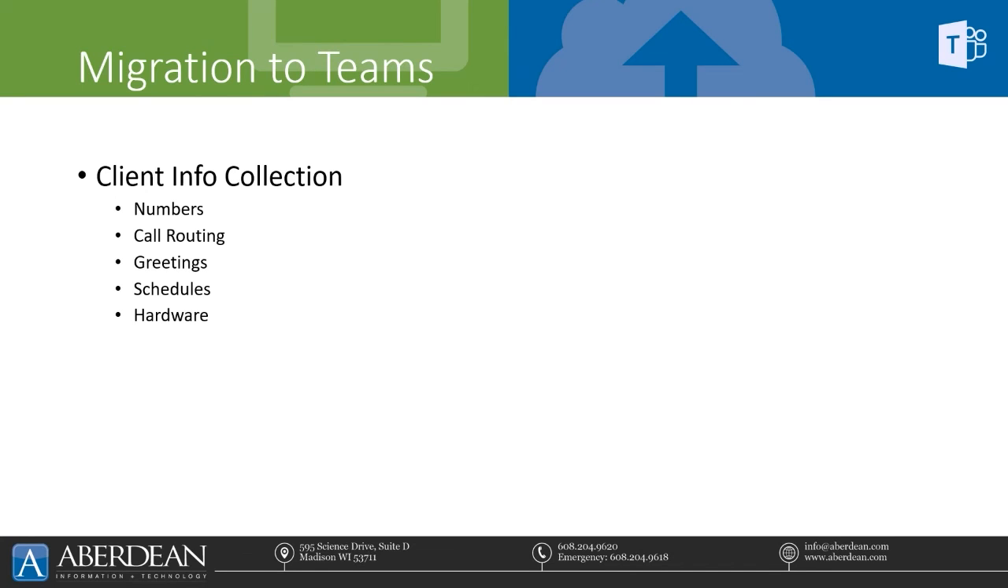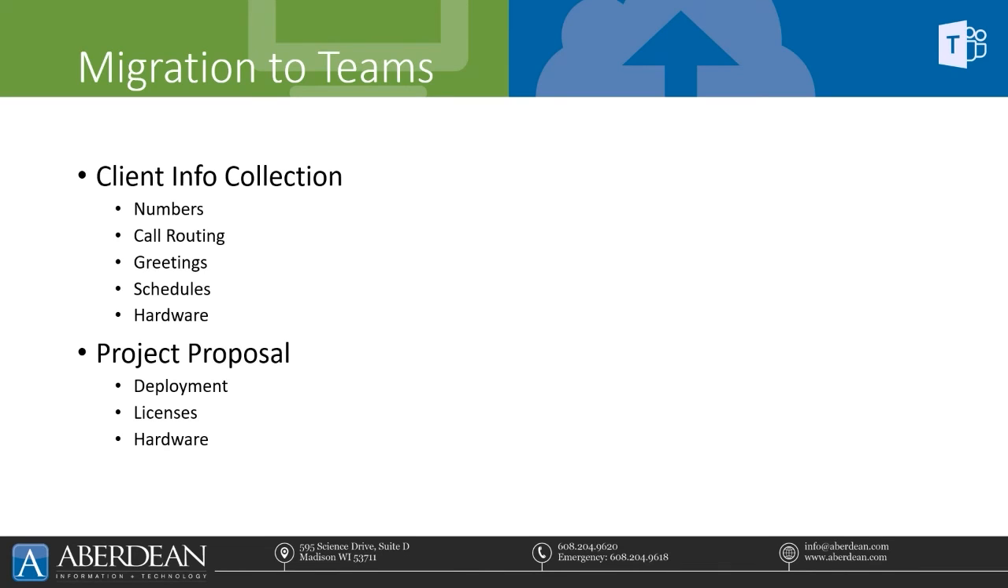And every organization has their own way of starting this procedure. But what we really like to start with is the discovery process, where we collect as much information about your current phone system as possible. For example, numbers being ported, call routing, greetings, schedule, and then also hardware. Those are things that we want to get right away. And with that, then we can start to form our project and obviously our proposal.